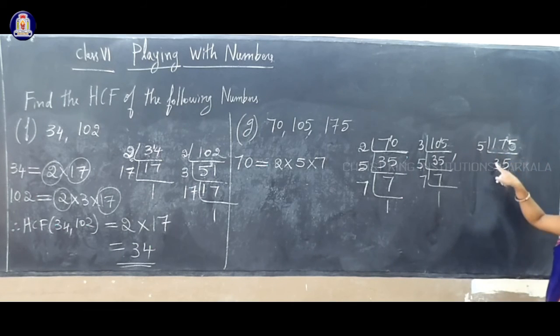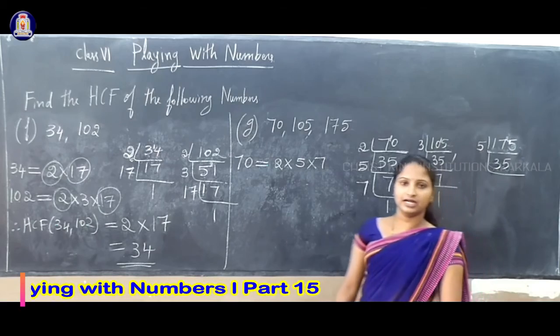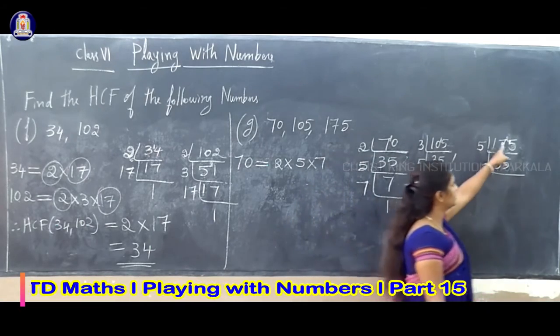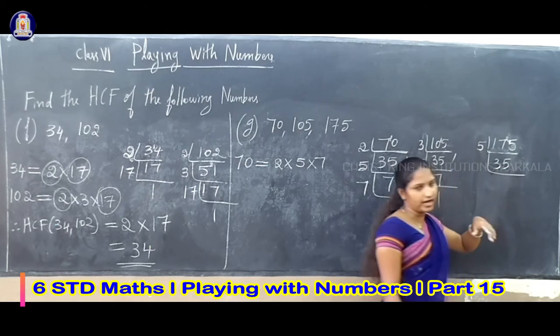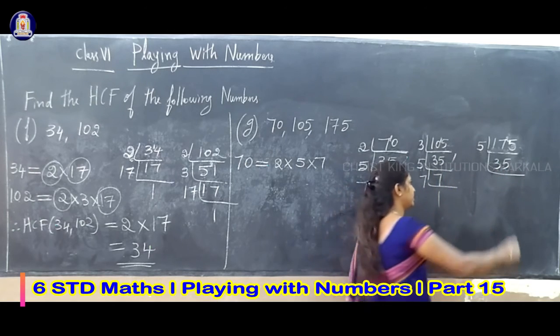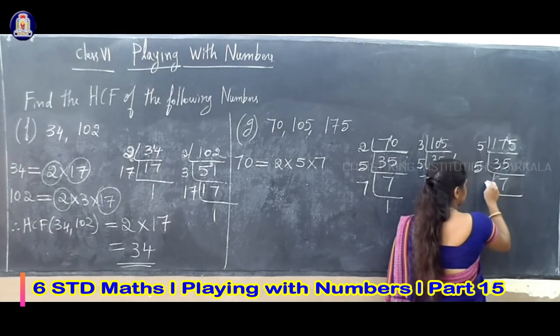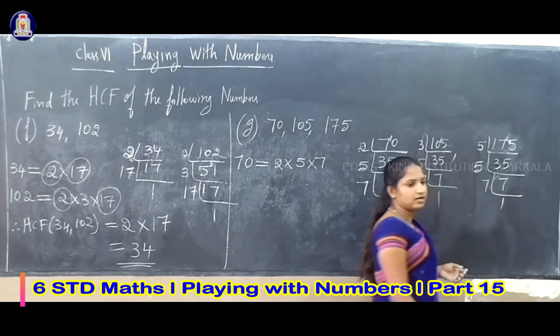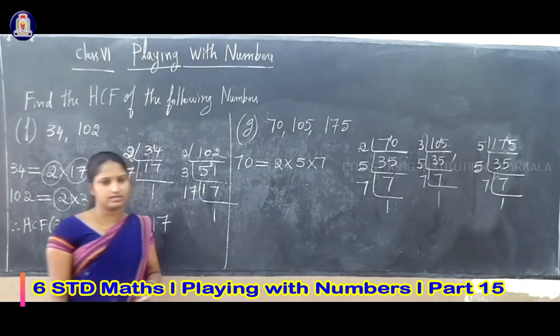So 5 3s are 15, we get 25, 5 5s are 25. That means 5 times 35 is 175. Now I can see 35. Which table divides it? The 5 table. 5 7s are 35. The next number is 7, so write 7 1s are 7. Clear?